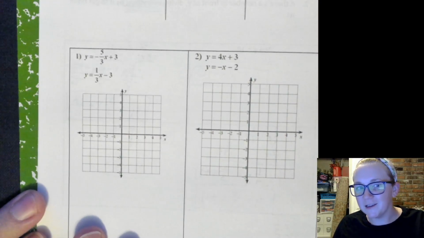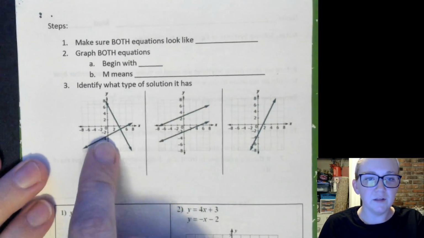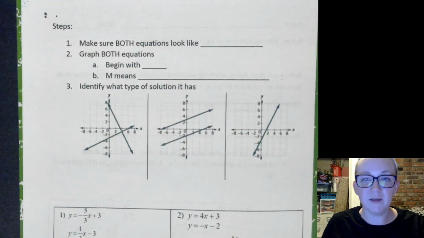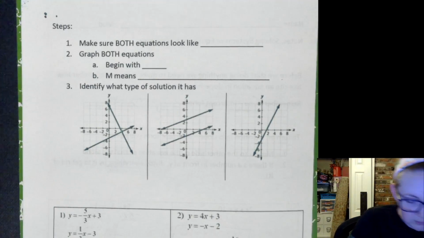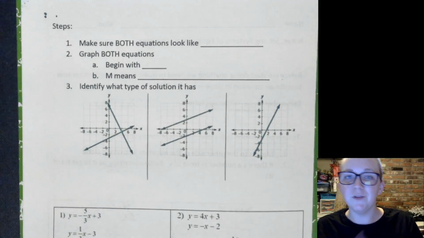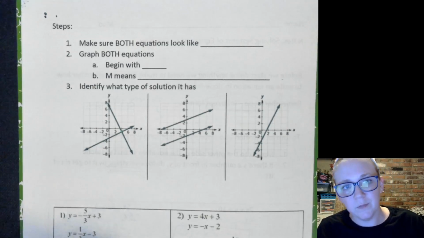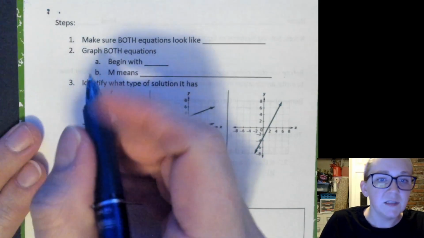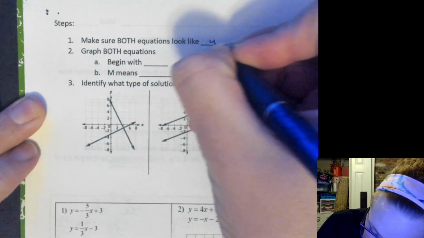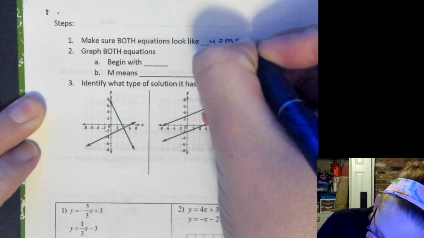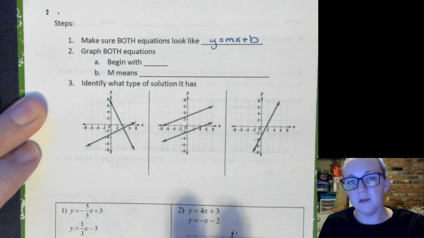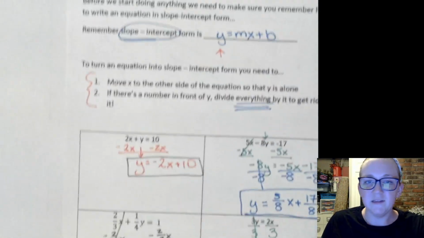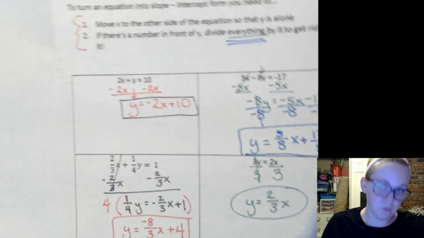Alright. Now we're actually going to graph these. Okay. So the goal is to get a graph that looks like one of these 3 things. That's our end goal here, is to graph these equations. Because if you graph them, you can figure out what the answer is to the problem. But in order to graph them, we got to follow 3 easy steps. Step 1, make sure both equations look like y equals mx plus b. So if you forgot how to do that, that's what we just did over here. So do this if they don't look like y equals mx plus b.